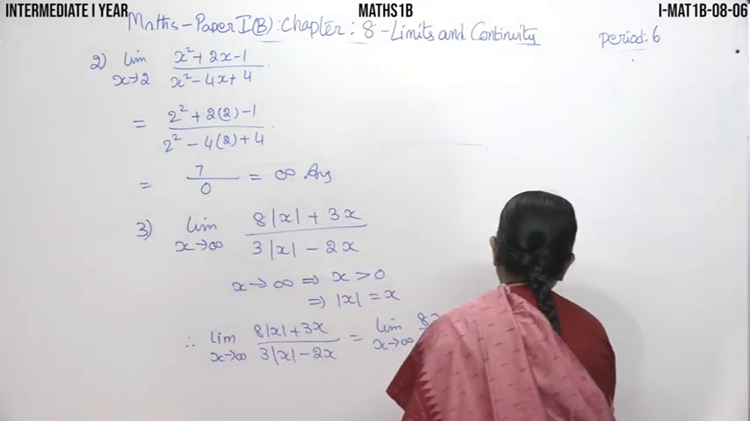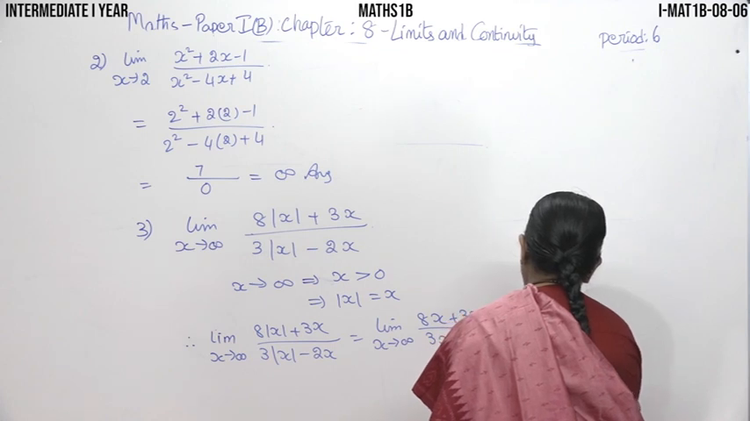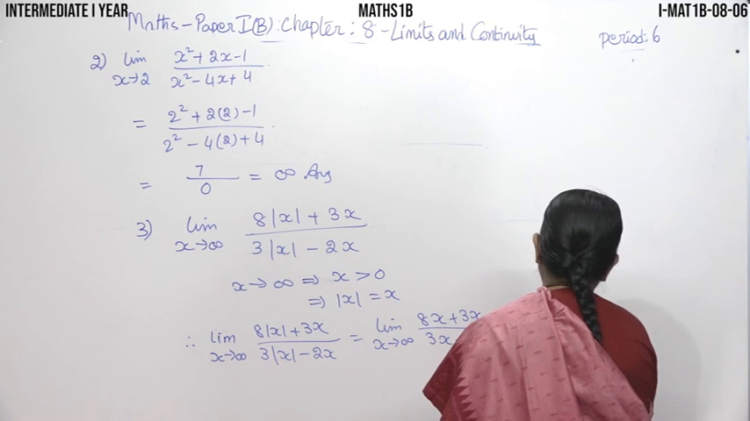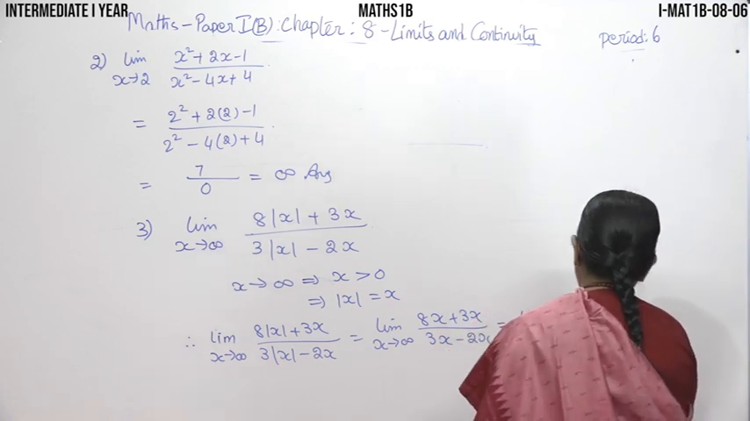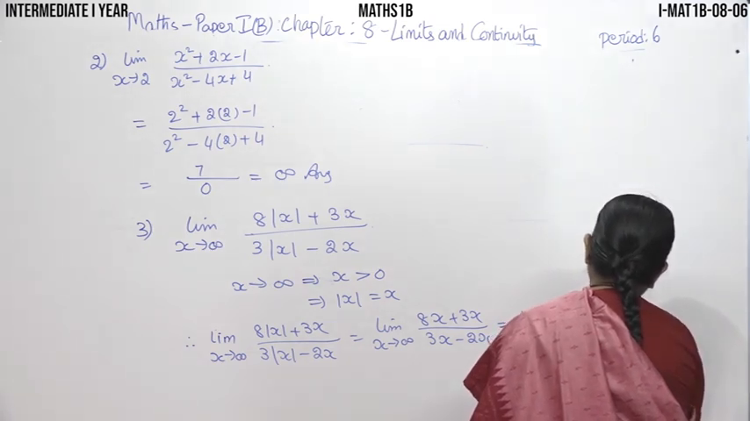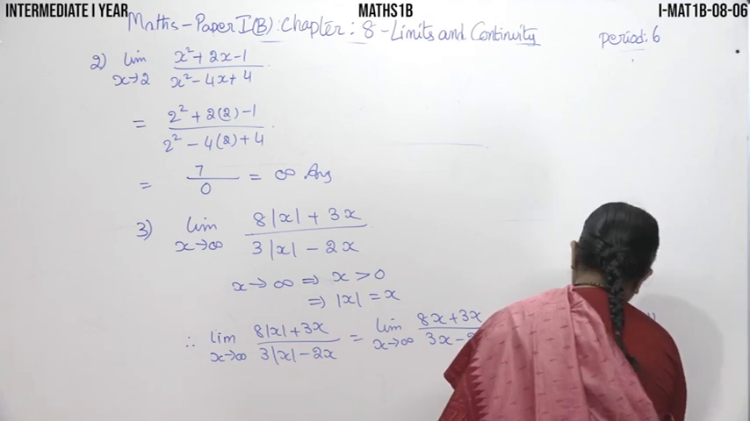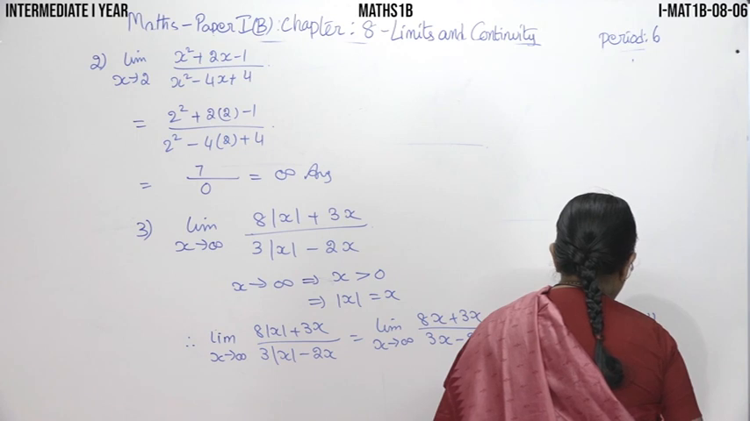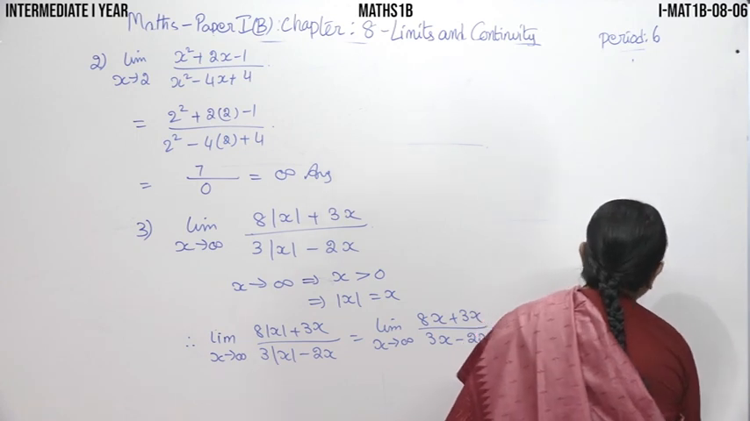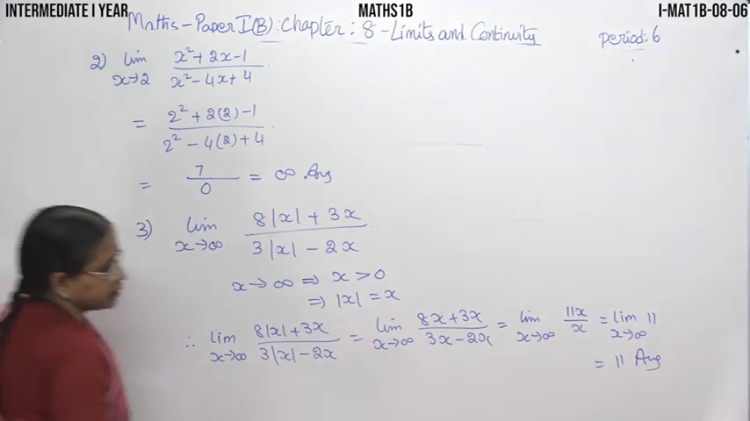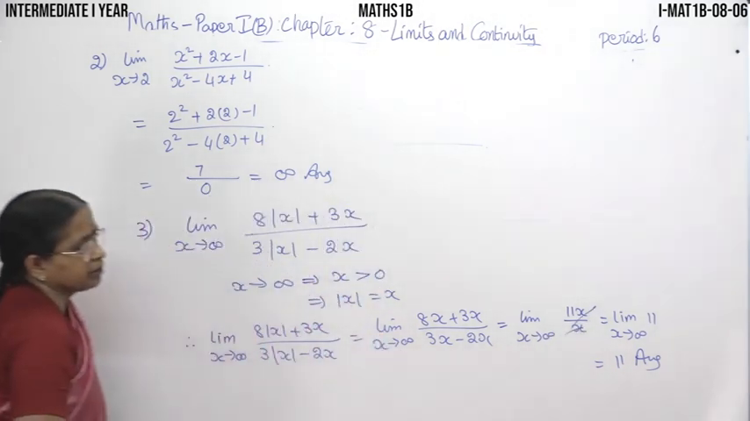So this is limit x tending to infinity of 11x by x. 11x by x is 11 only, since 3x minus 2x is x only. So limit of any constant number is that constant only, whether it is infinity or 0, whatever it is. So the answer is 11. x and x gets cancelled. So the answer is 11.